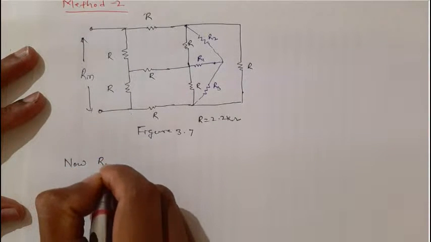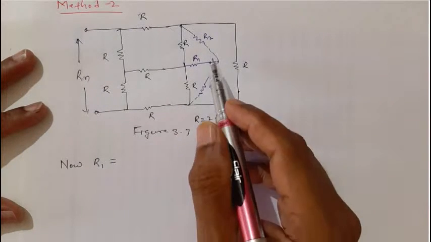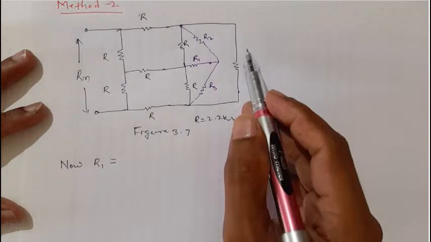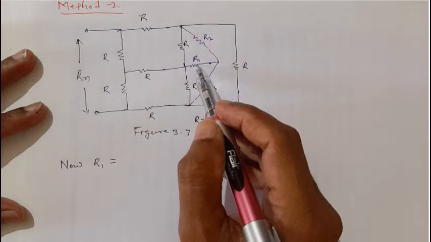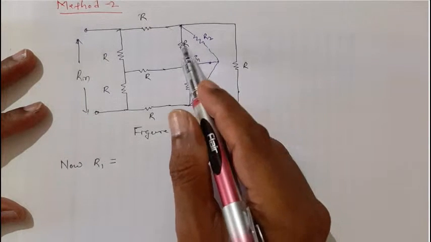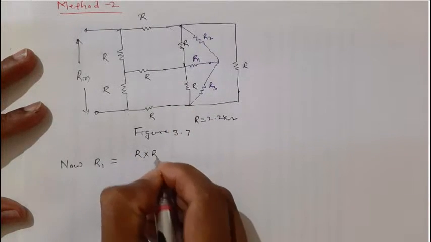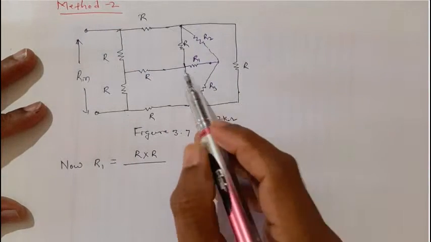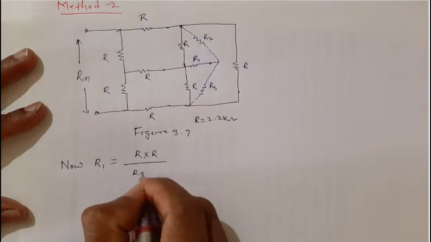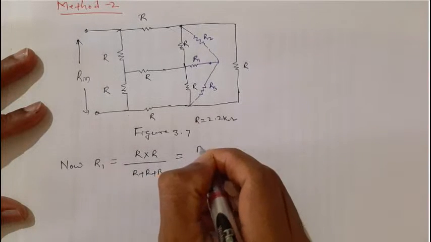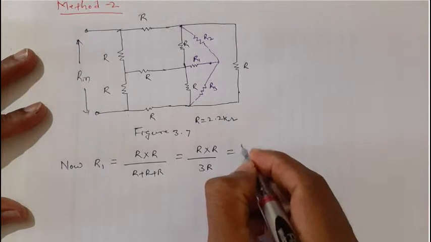Now if I want to find R1, because we are converting the given network to an equivalent T network or Y network, R1 is this one, and the 2 resistors connected to it are R and R. So R1 is R into R divided by the sum of all 3 resistors, R plus R plus R, which is R into R divided by 3R, and this is equal to R by 3.